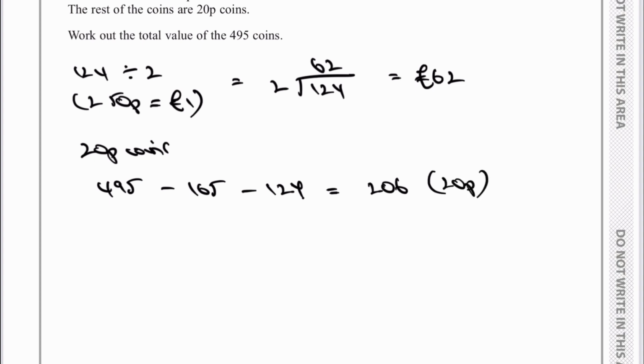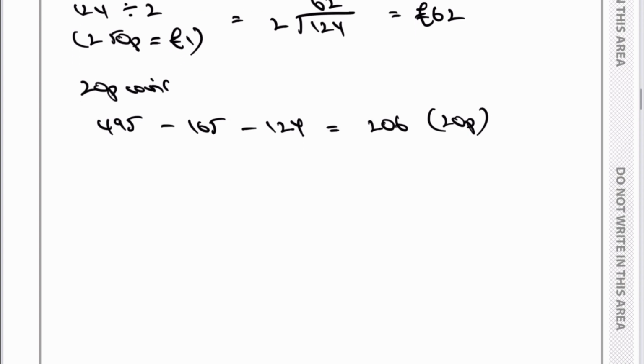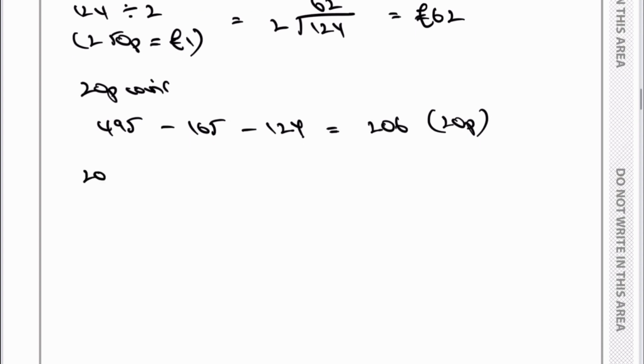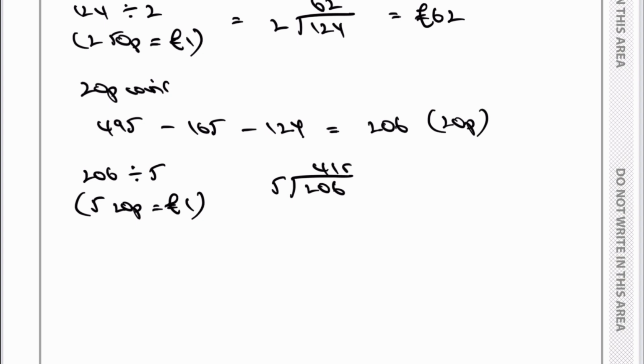Okay, so we've got to work out the pound value of that. I would say the easiest thing would be to do 206 divided by 5, because 5 20p's equals £1. I should be a little bit careful here, because you end up with 5 into 206 is 41 remainder 2.